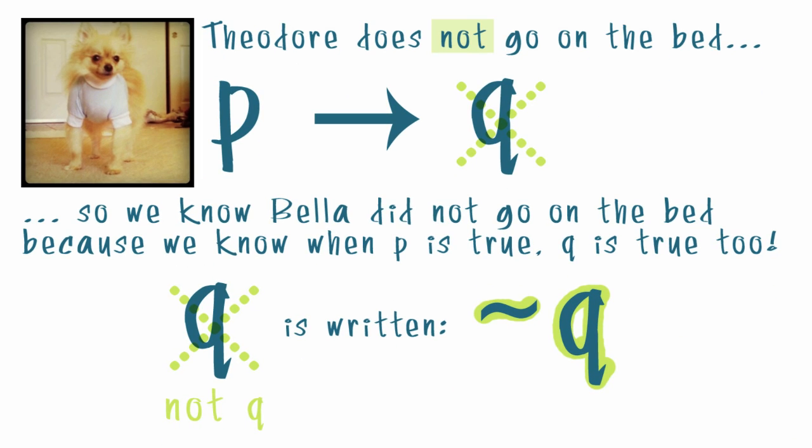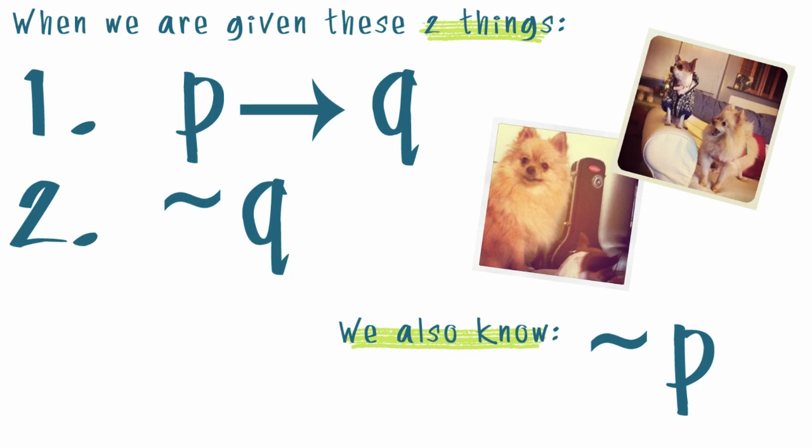Now, we used a big X through the Q to show this does not go on the bed. In logic, we really write it with a little squiggle in front of the Q, and that means not Q. So little squiggle, Q, means not Q. And in our case, that means Theodore does not go on the bed. So when we're given these two things, like we just were, we know that not P is also true.